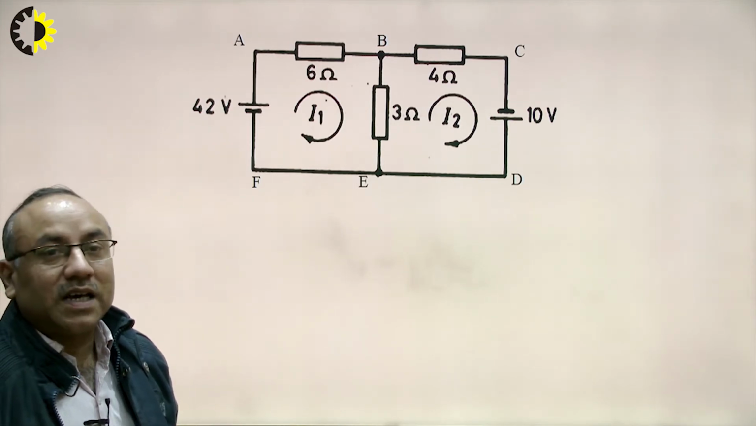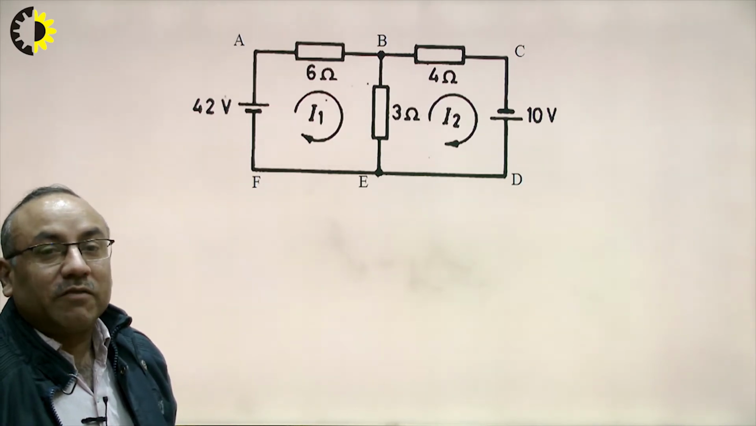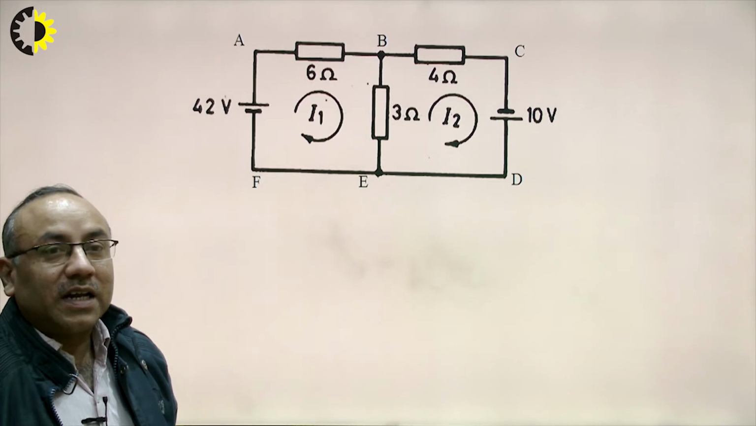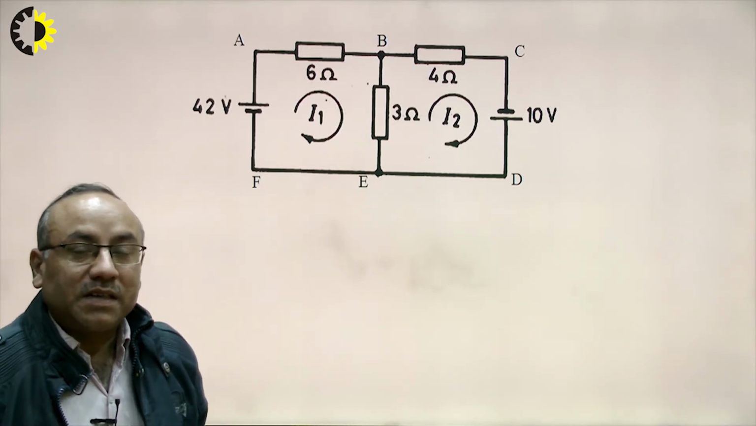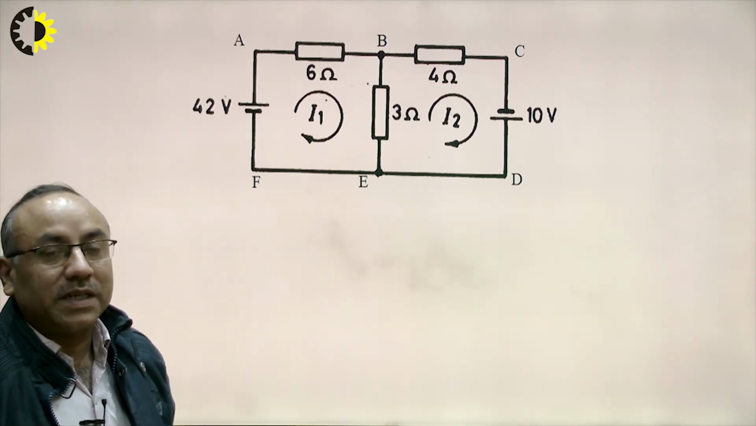We can see the various elements connected in different branches of this circuit, like a 42 volt battery with its positive terminal connected to terminal A in branch AF. Similarly, a 10 volt battery has its positive terminal connected to terminal D in branch CD. Other than that, in branch AB we have a 6 ohm resistance, in branch BC we have a 4 ohm resistance, and branch BE consists of a 3 ohm resistance.